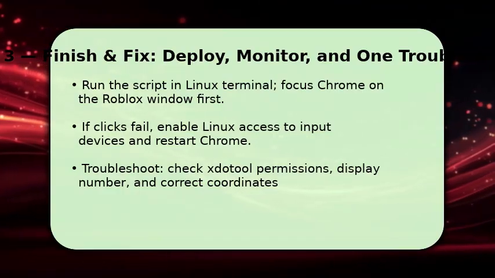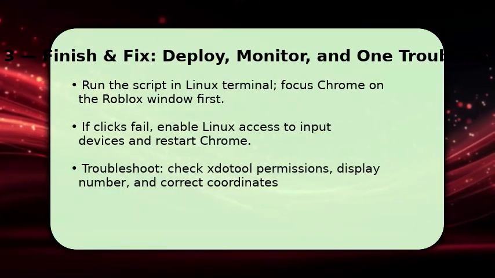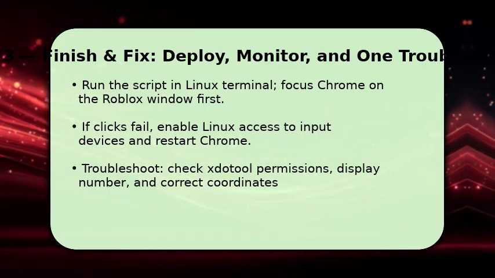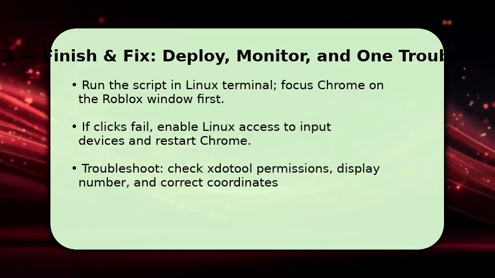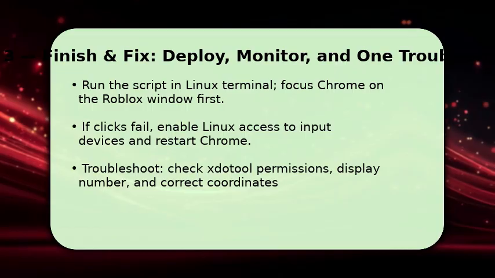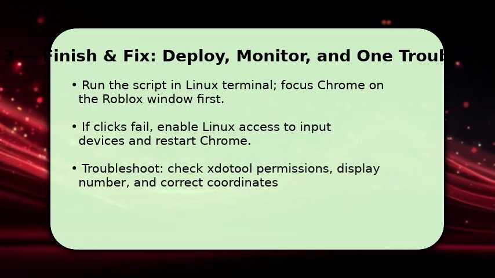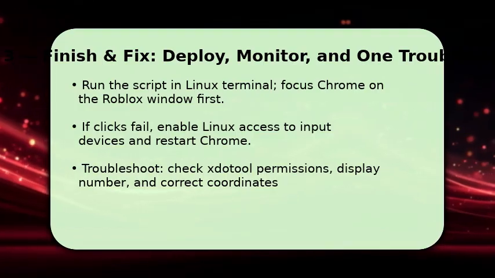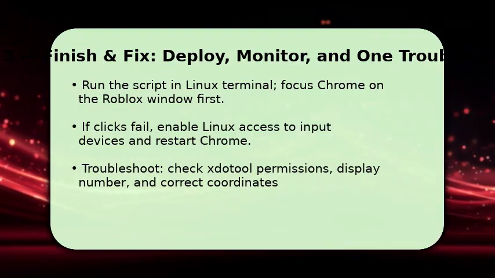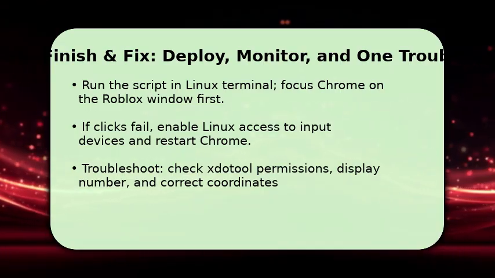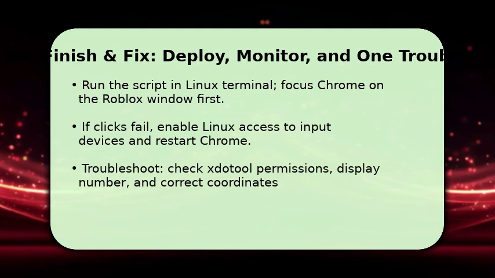Focus Chrome on the Roblox web tab, then run the clicker from the Linux terminal while Chrome remains the active window. If clicks do not register, make sure Linux apps are allowed to interact with input and that you are using the correct X display, often 0. Restart Chrome or Linux if necessary. Permission or display mismatches are the usual culprits. One key tip: re-record coordinates after any resolution or window position change to avoid missed clicks.